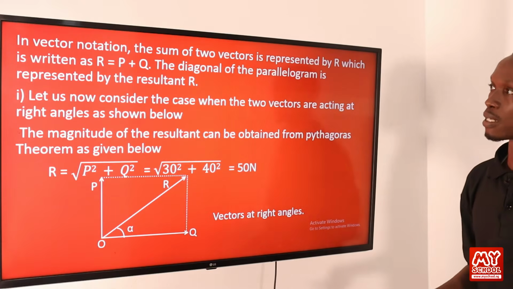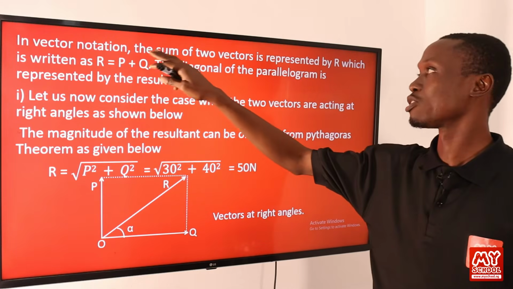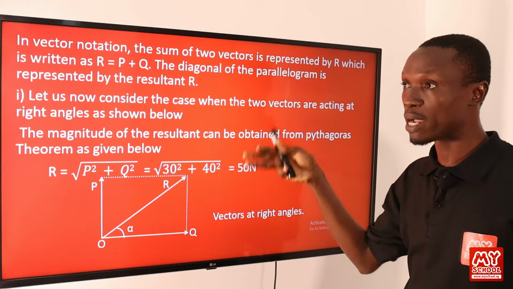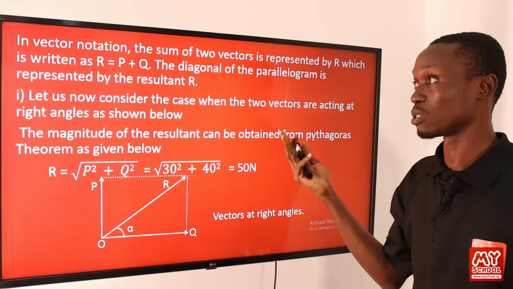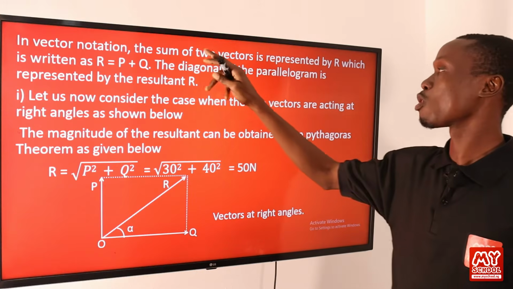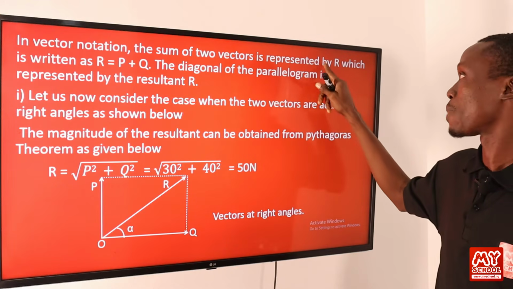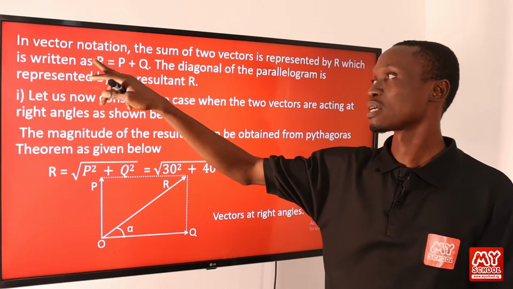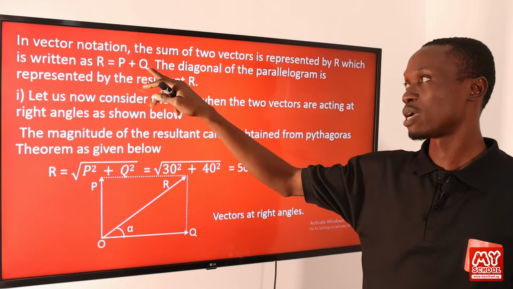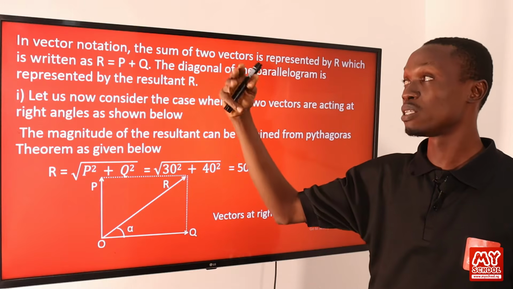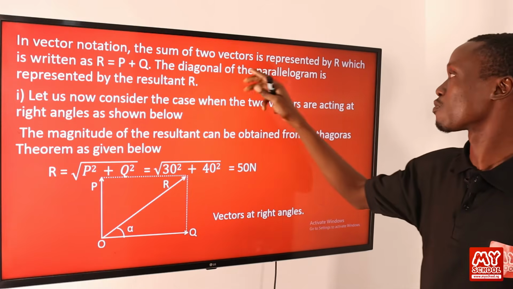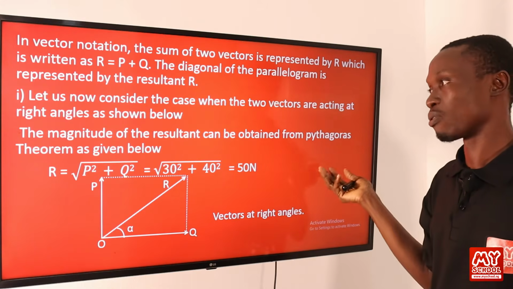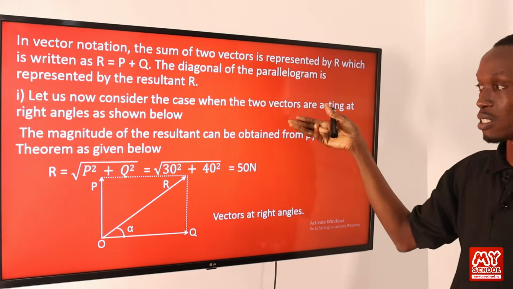Okay, so on the next slide, now in vector notation, the sum of two vectors, right? In vector notation, if you want to write the resultant of two vectors, that's what they mean by vector notation. So the sum of the two vectors is represented by an arrow, of course, the arrow stands for the resultant, which is written as R = P + Q, where P and Q represent the two vectors. So the diagonal of the parallelogram is represented by the resultant R. Of course, I've said that earlier on. So we are going to be test running all these things that we've just said.